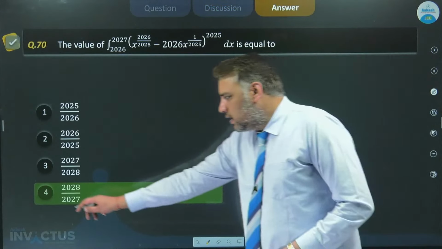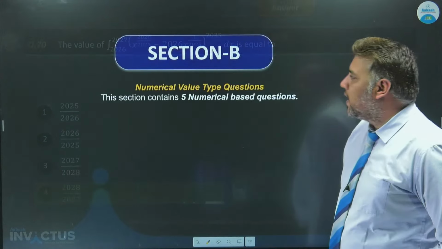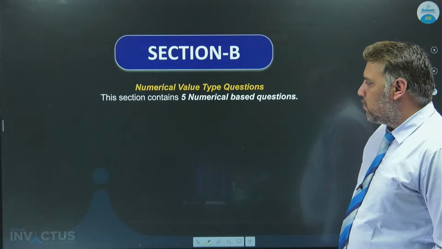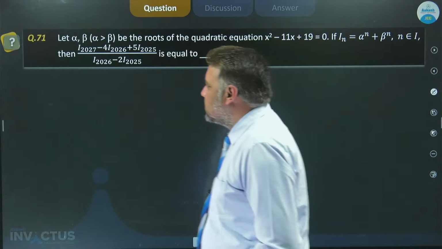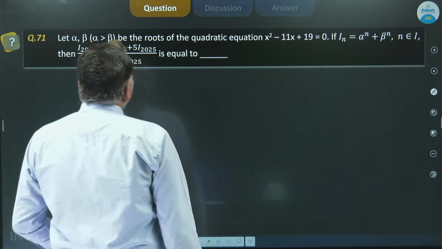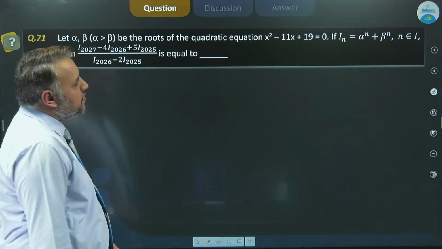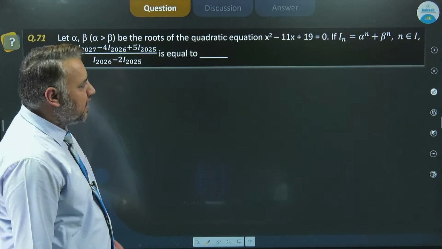4 is the correct answer. Next question. Now we have 5 numerical based questions. In the first question, question number 71, alpha greater than beta are the roots of this equation, and In is defined as alpha power n plus beta power n.